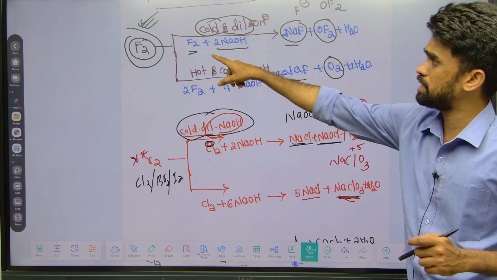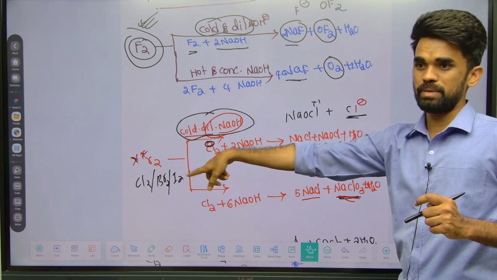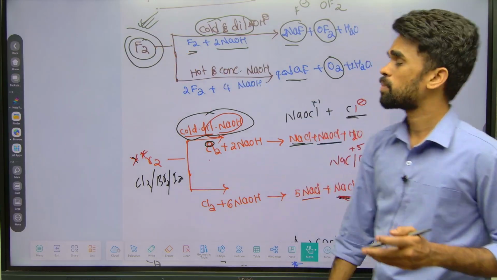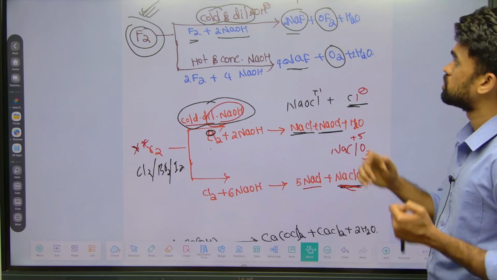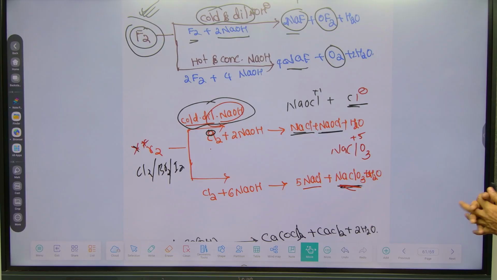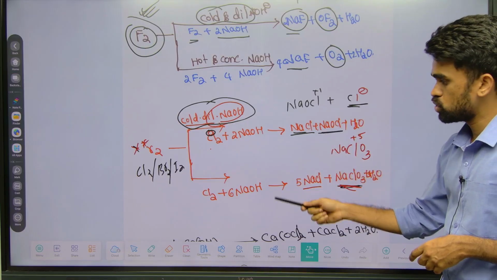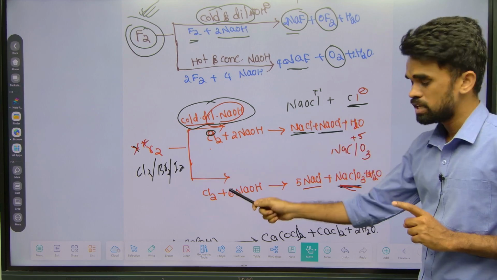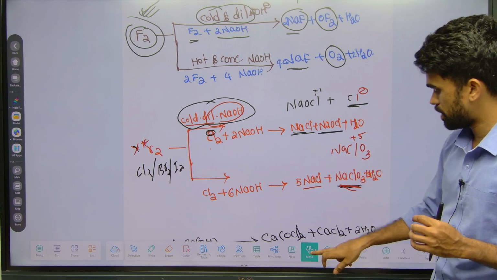Next one, remember this one also. Fluorine's reaction is different from the remaining halogens. Why? Because fluorine is a strong oxidizing agent, that's why. So can I say this reaction is a disproportionation reaction? These two reactions. Why? Because 0 converts into -1, +1. Disproportionation. 0 converts into -1, +5. Both of these are disproportionation. Remember.